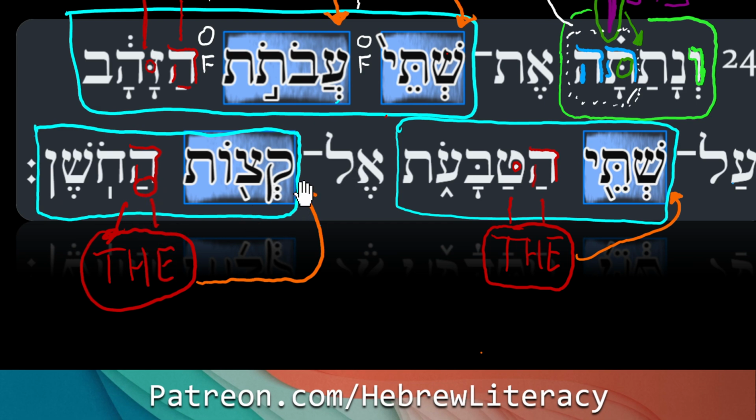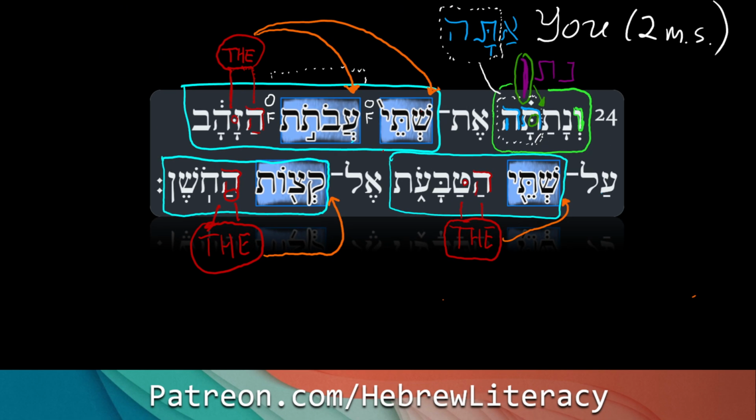So the ketzot is extremities or ends of, remember it's construct, so we have "of" in the middle there. Ha choshen. So the extremities, we take that "the" and we bring it over here. The extremities of the choshen, the breastplate, meaning, of course, the breastplate of righteousness.